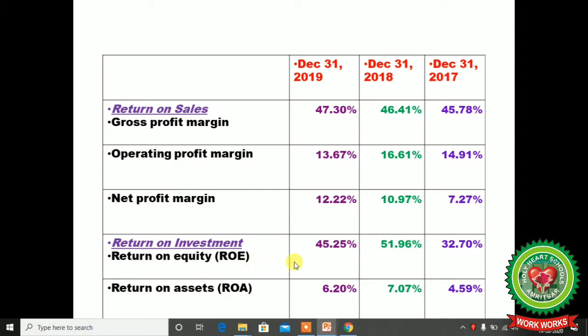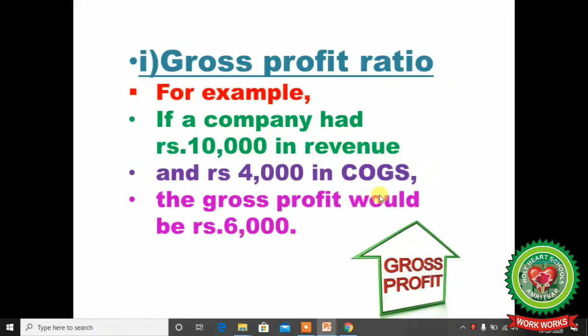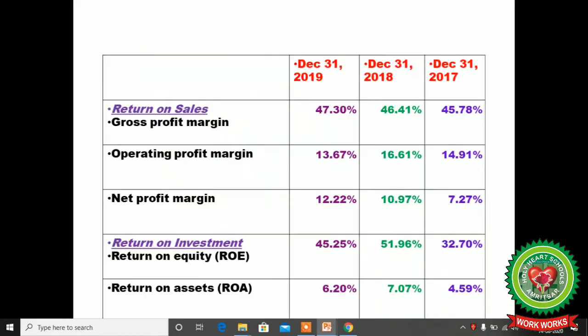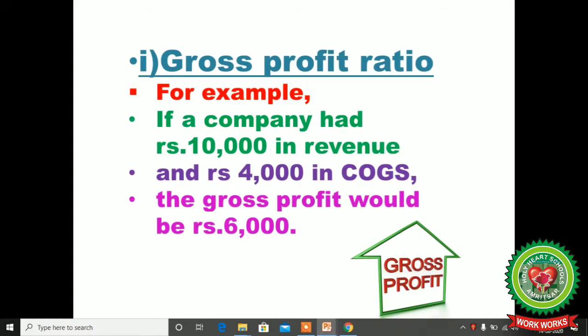So return on investment, return on equity and assets, see. Return on equity was firstly 32, then increased, then decreased as compared to 2018. And return on assets was previously 4, then increased, then again decreased. This is the full-fledged trend of three years of IBM company. So with the help of these types of ratios, you can find out the position of the company very well.